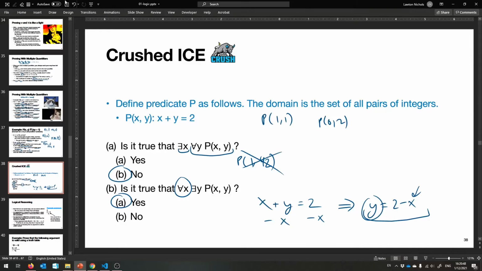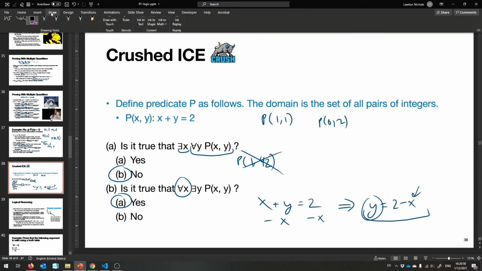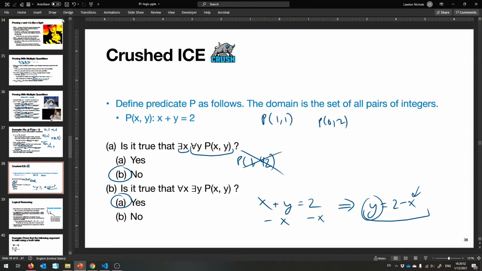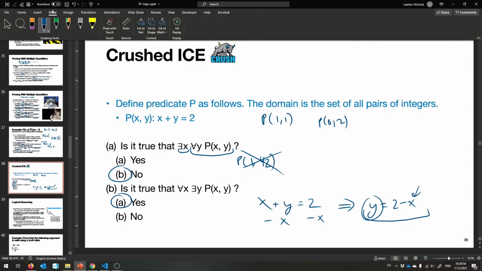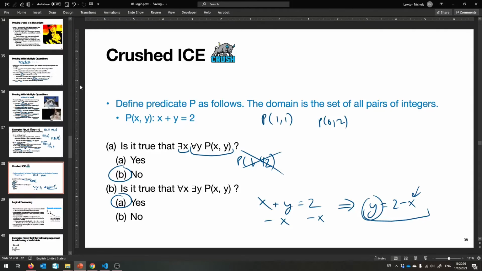Okay, so hopefully you can see it. It's getting even less fuzzy. And yeah, we're just going to give more examples like this until you get it.